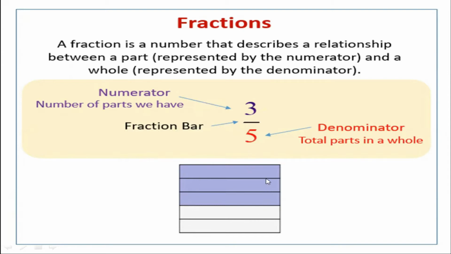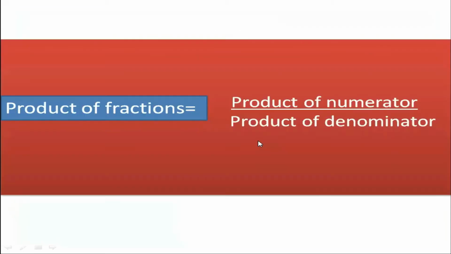Here one picture they have given. See, 3 parts are colored in purple, that is nothing but the numerator. Two more parts are there, so 3 plus 2 is a total of 5 parts. This is nothing but the whole, which we call the denominator, 5. Now, the product of fractions is equal to the product of the numerators by the product of the denominators.